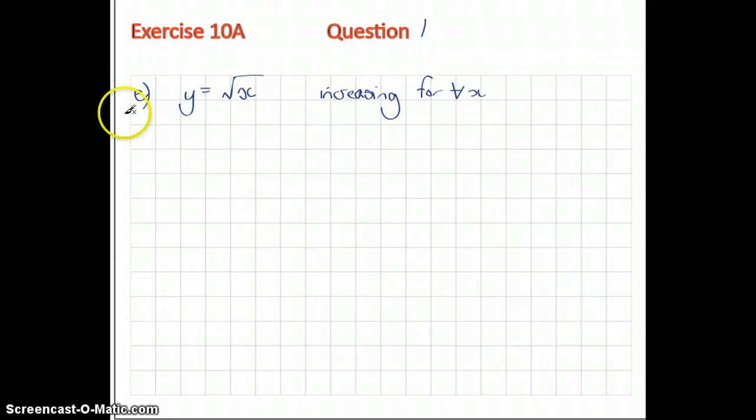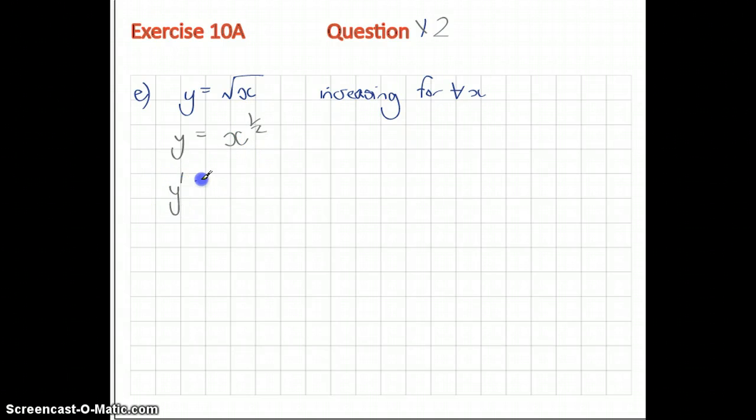Okay, we've just got 2 more in this little set to go. The next one says to show that for this function it is increasing for all values of x. This is question 2. So this means that I firstly need to convert this to a power, so that's x to the half. So we know that the square root means power half.